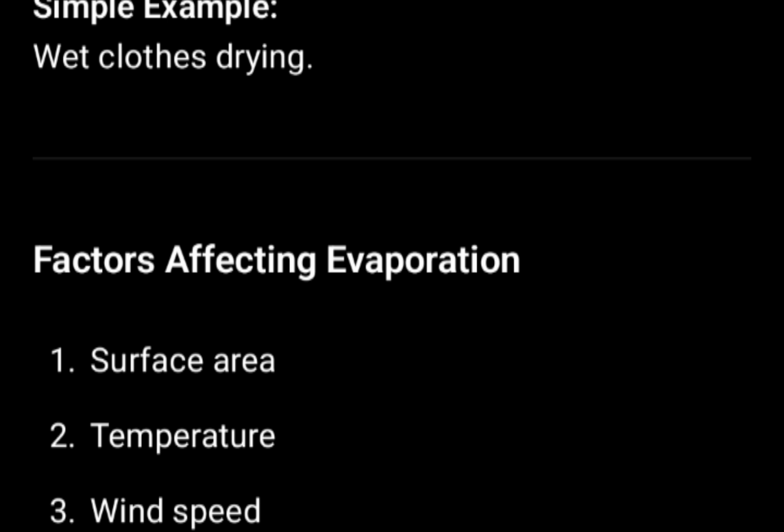Second one is temperature. If there is good temperature, yes, it will get dried soon. Third is the wind speed. If there is more wind speed, it will carry the water vapor. Liquid is converted to water vapor and it is carried easily. And the fourth one is humidity, that is the presence of moisture in the atmosphere. So these are the factors affecting evaporation. The memory trick given is surface area, temperature, wind, humidity: STWH.